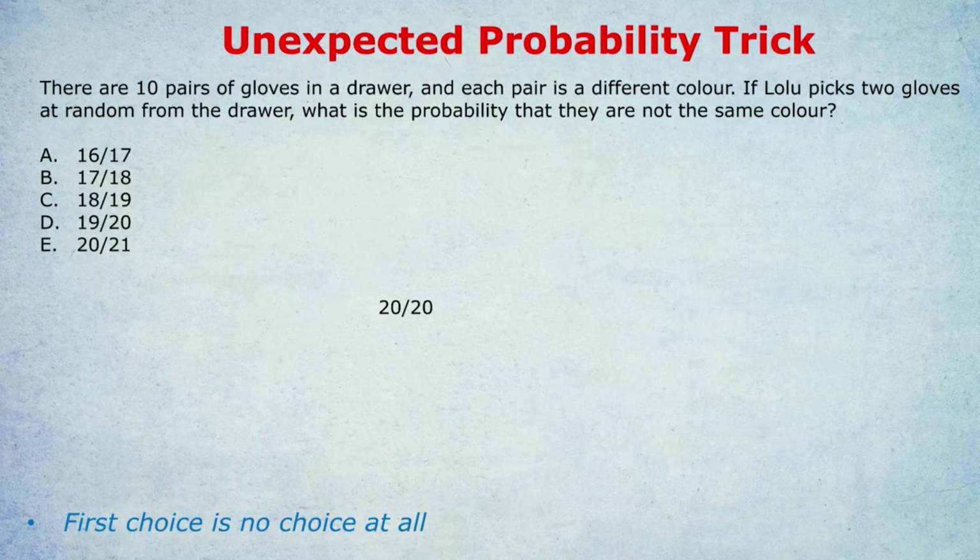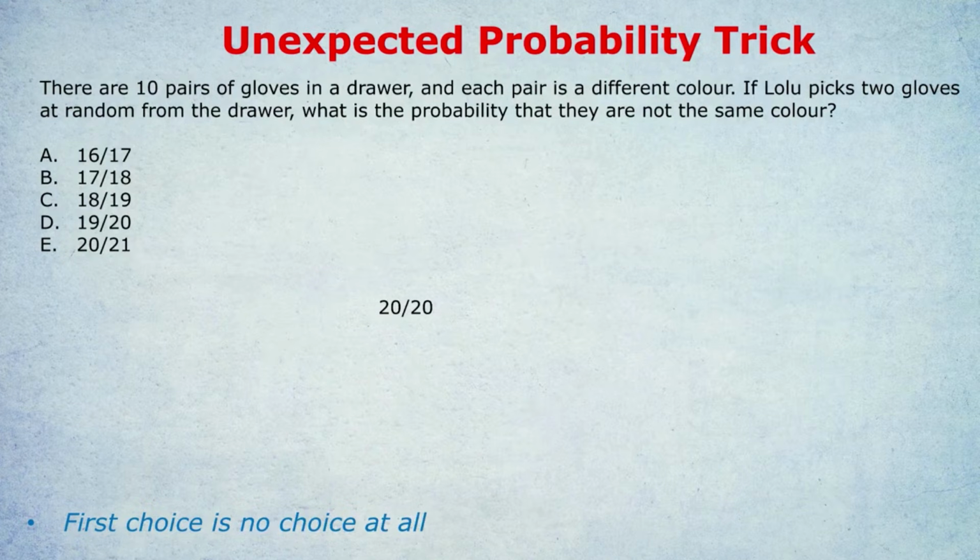She could pick a red one, a green one, it doesn't matter. It's the second choice where we want the glove to be the same colour. The first choice doesn't matter, and that's why I call this the unexpected probability trick. Out of the 20 gloves available, she can pick any of the 20 for her first choice, and that's why we have 20 out of 20.